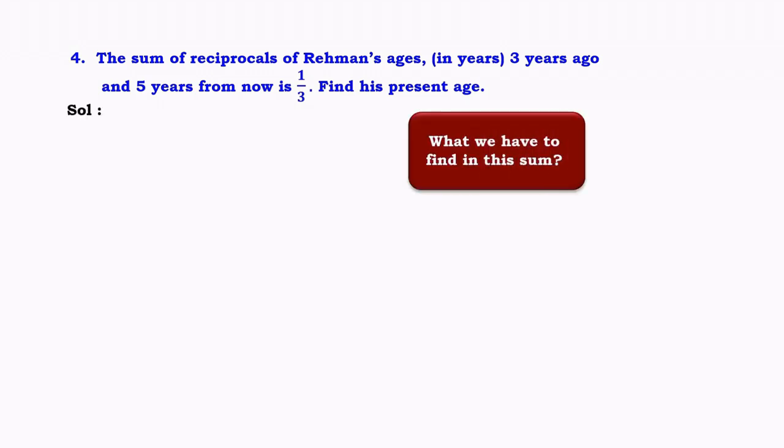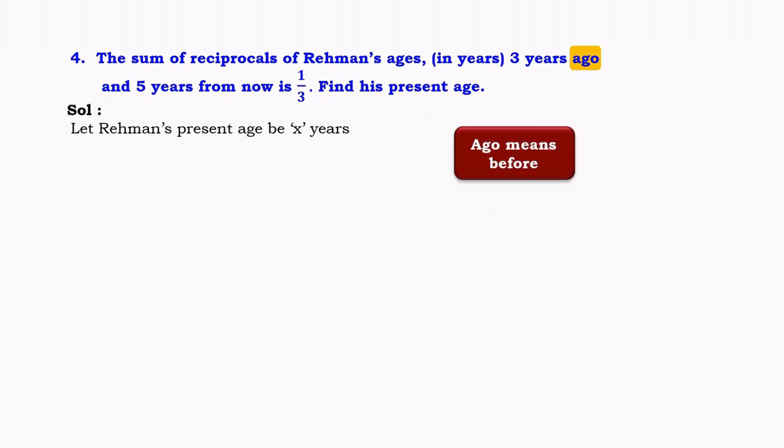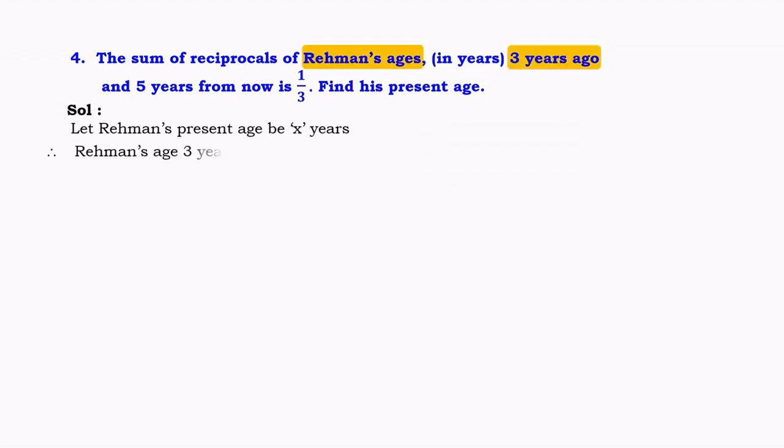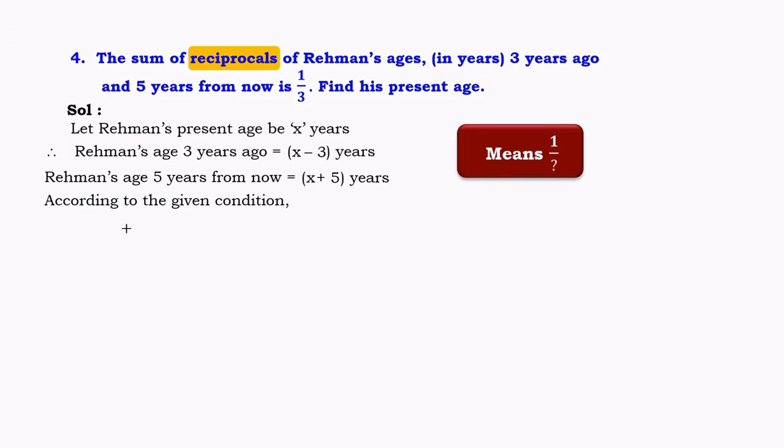First, let us understand what we need to find. We need to find Rahman's present age. Do we know his present age? No. So, let us assume that Rahman's present age is x years. If his present age is x years, then his age 3 years ago would be x minus 3 years. Similarly, his age 5 years from now would be x plus 5 years. According to the condition given in the question, the reciprocal of his age 3 years ago plus the reciprocal of his age 5 years from now is equal to 1/3.